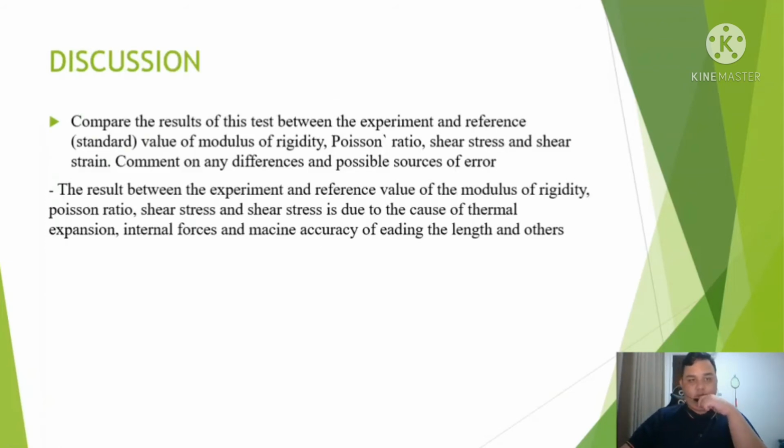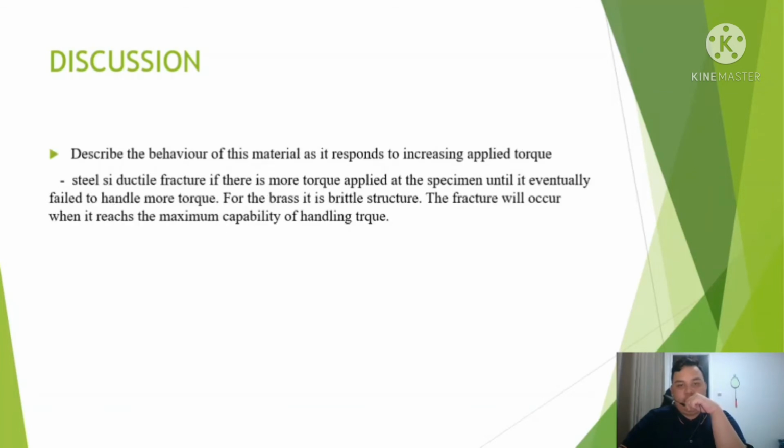And this is for the discussion. Compare the result between the experiment and the reference standard value of modulus of rigidity, Poisson ratio, shear stress, and shear strength. Comment on any differences and possible sources of error. The difference between the experiment and the reference value is due to thermal expansion, internal forces, machine accuracy in reading the length, and others.